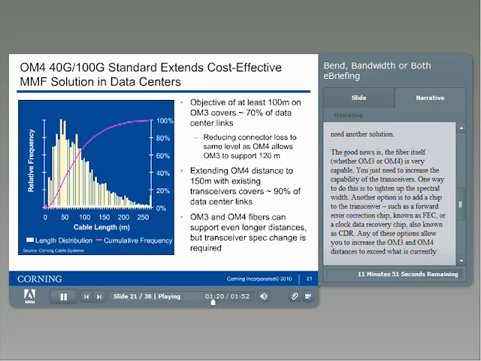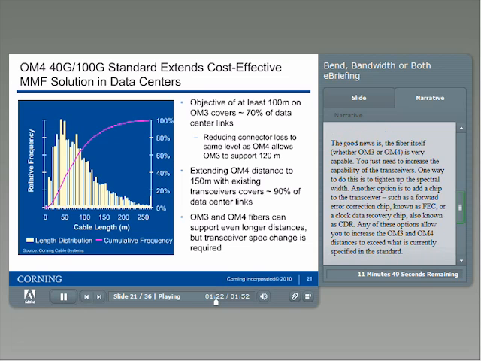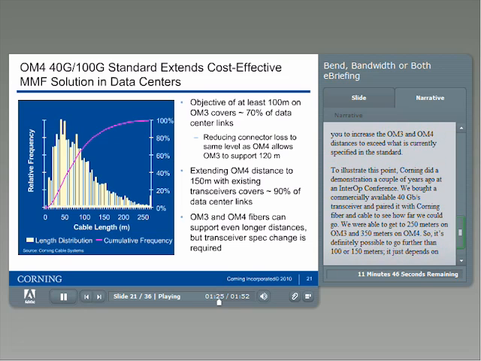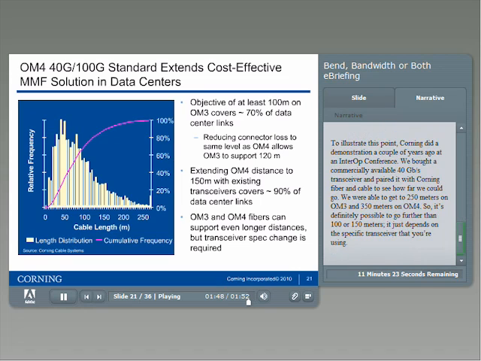Any of these options allow you to increase the OM3 and OM4 distances to exceed what is currently specified in the standard. To illustrate this point, Corning did a demonstration a couple of years ago at an Interop conference. We bought a commercially available 40 gigabit per second transceiver and paired it with Corning fiber and cable to see how far we could go. We were able to get to 250 meters on OM3 and 350 meters on OM4. So it's definitely possible to go further than 100 or 150 meters. It just depends on the specific transceiver that you're using.